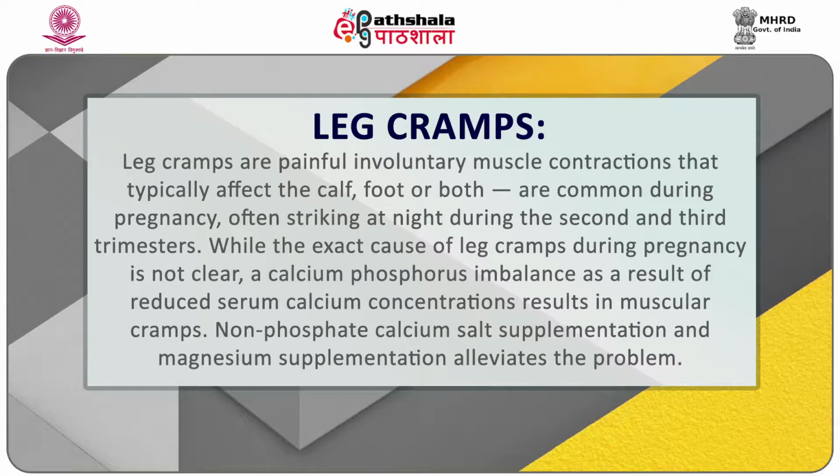While the exact cause of these leg cramps during pregnancy again is not clear, however, a calcium phosphorus imbalance as a result of reduced serum calcium concentrations has been found to result in muscular cramps. So, non-phosphate calcium salt supplementation and magnesium supplementation helps to alleviate this problem.